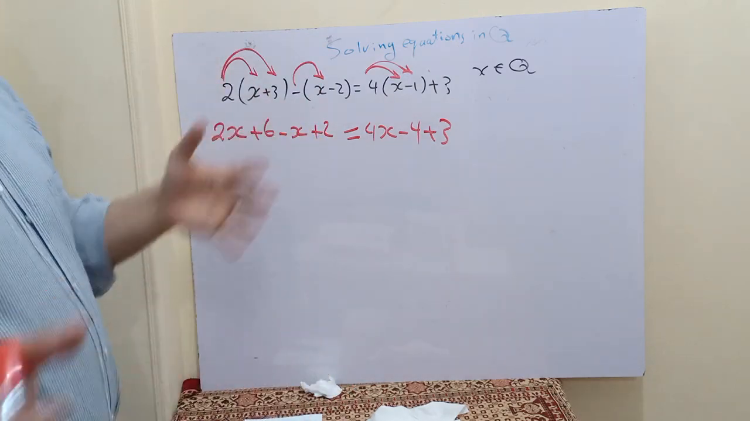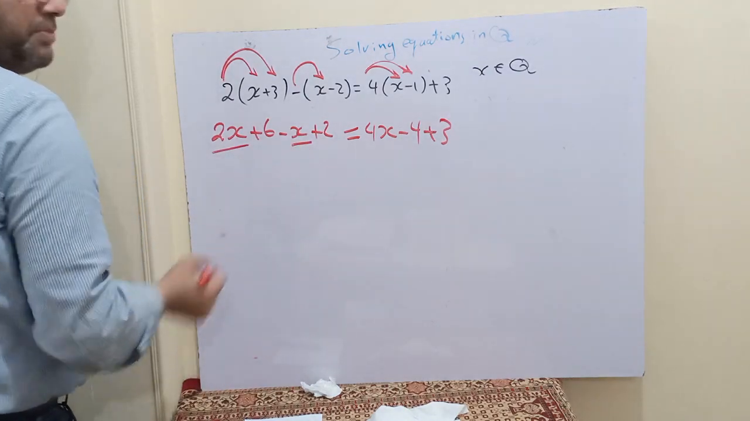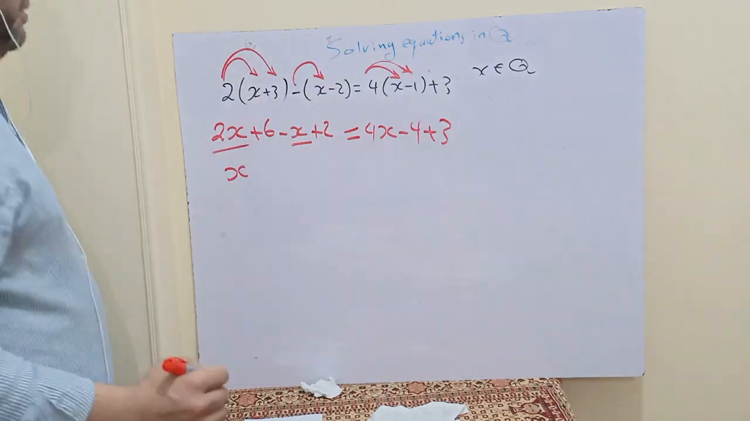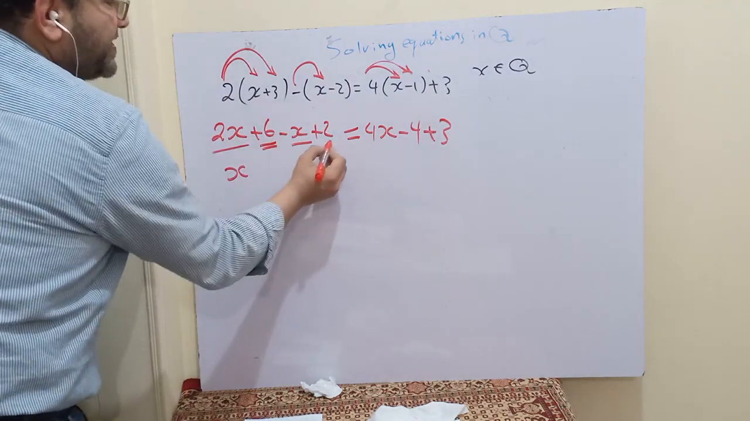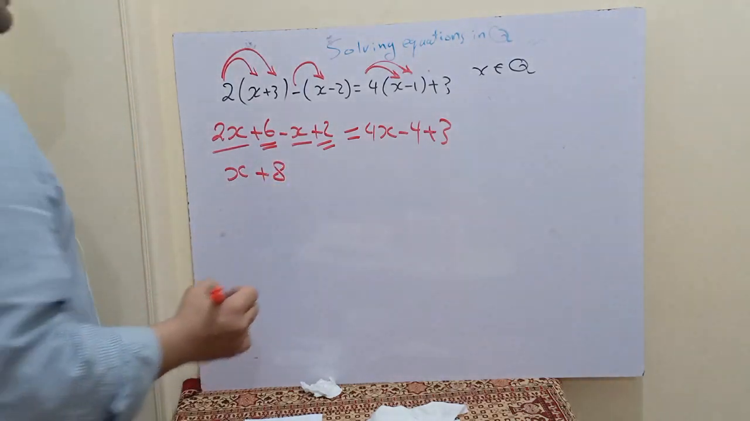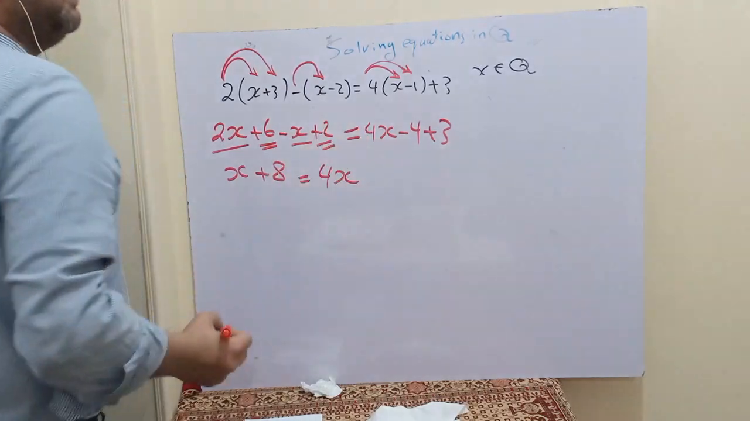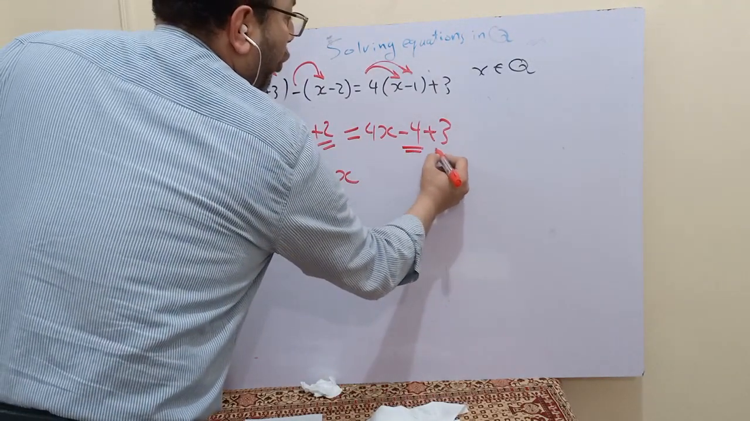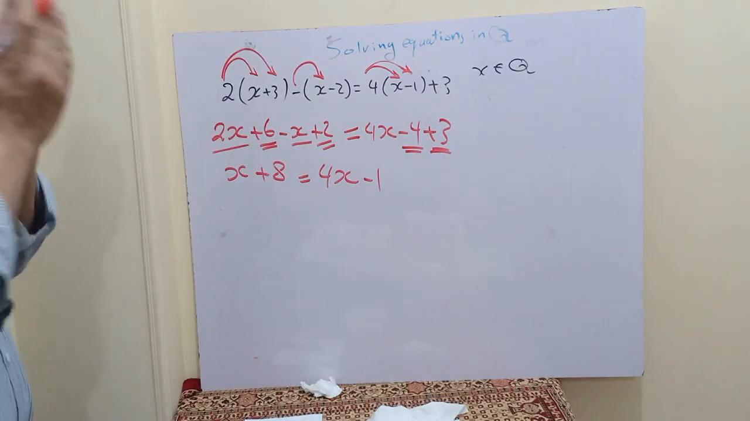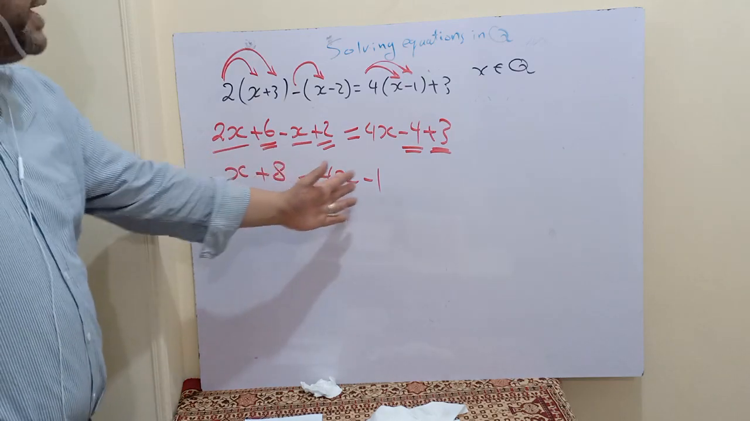Okay, now we will collect the similar terms: 2x - x equals x. Positive 6 plus 2 equals positive 8. Equals 4x. Negative 4 and positive 3 equal minus 1. Okay? Then x + 8 = 4x - 1.